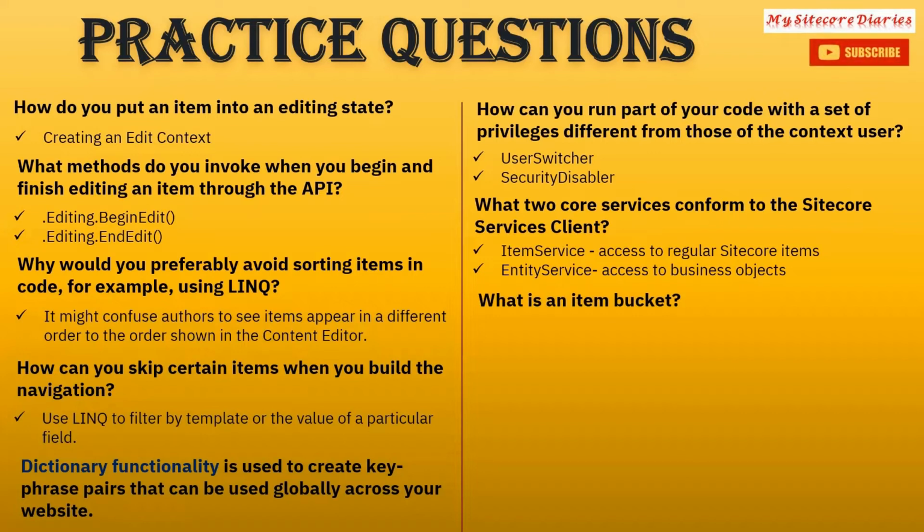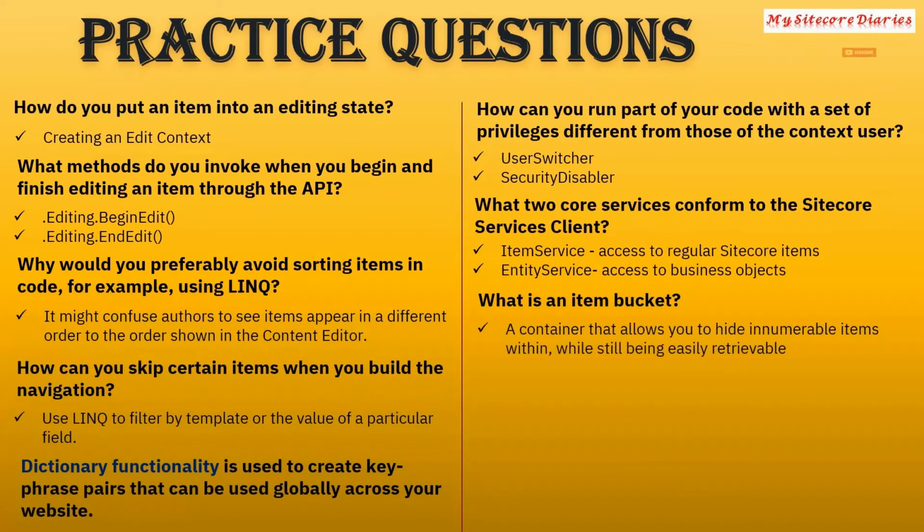What is an item bucket? A bucket is a container that allows you to hide innumerable items within while still being easily retrievable. So if there are a lot of items, you use a bucket, where those items are hidden in the content tree.